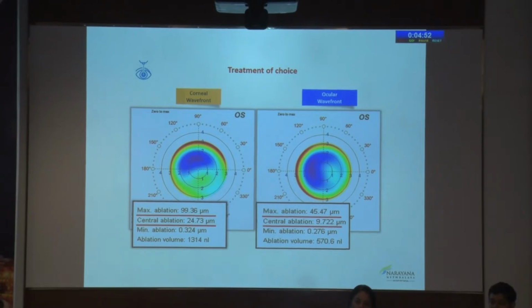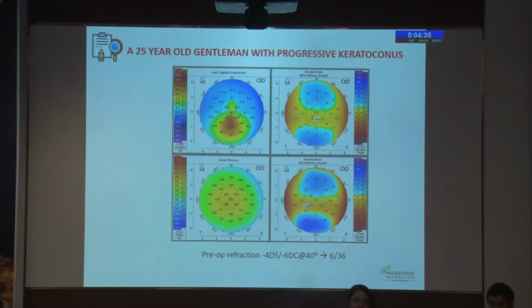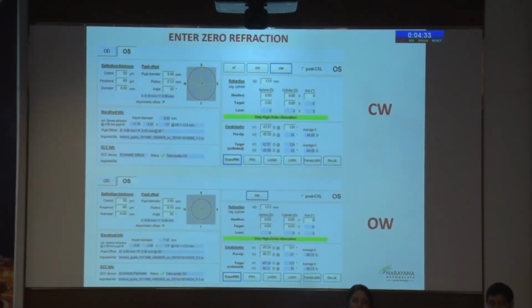So virtually, your ability to reach out to more patients increases when you are comparing these two. Traditionally, topo-guided treatment is more on the cornea, but when you increase your range to ocular wavefront with modern-day technologies, you can actually treat more patients.